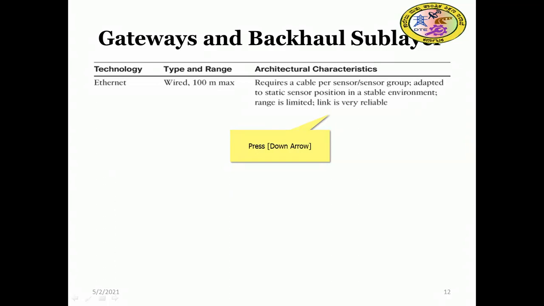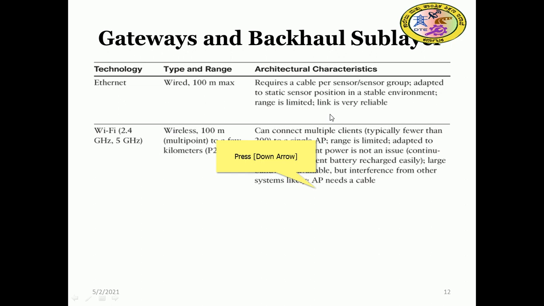You can see Ethernet is a wired one, with a 100 meter maximum and a cable per sensor group, adapted to static sensor positions in a stable environment. Range is limited, but the link is very reliable. Wi-Fi is wireless, with 100 meters multi-point and up to 100 meters point to point, and a few kilometers too. It can connect multiple clients, typically fewer than 200 access points.